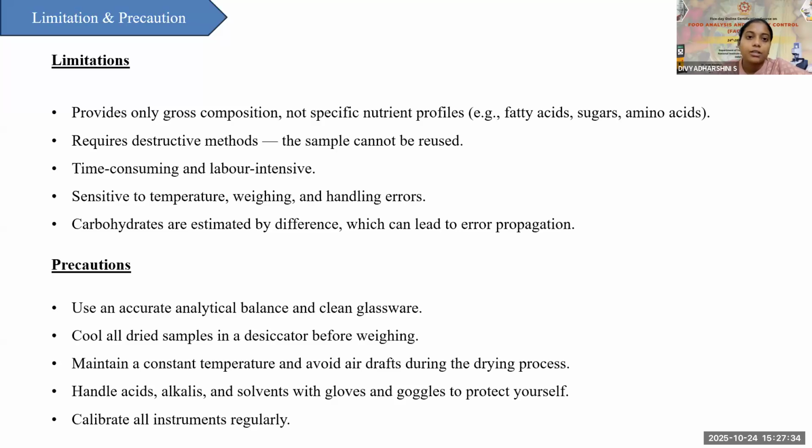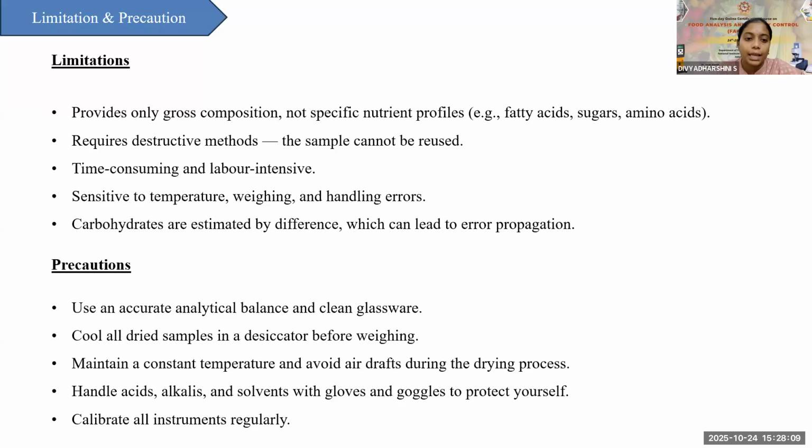And the limitations for all these proximate analyses, the nutrition analysis: only the gross composition will be there, no specific nutrition profile, either fatty acids or sugars or amino acids. Then it requires a destructive method, so a sample cannot be used further. If you are using a sample for a certain experiment, for example, I said water, which is destructive, after that we cannot use it for any other experiment. We have to use a new sample for that experiment. For crude fiber, we have to use a defatted sample. In that case, we can use the sample from the Soxhlet apparatus also.